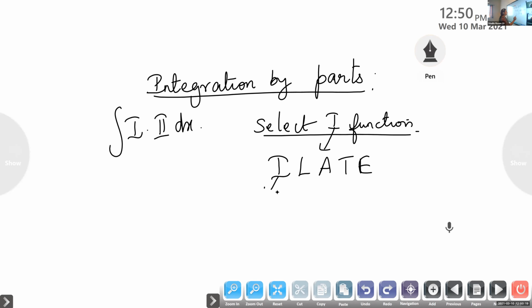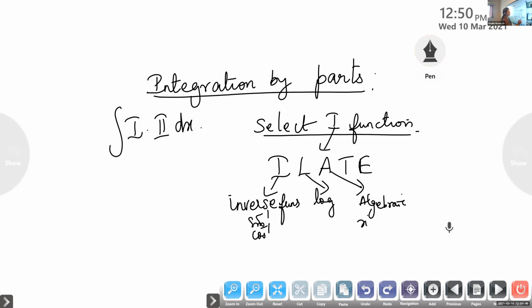I stands for inverse functions. Sine inverse, cos inverse, and the other inverse trigonometric functions are there. L stands for logarithmic functions. A stands for algebraic functions. Algebraic functions means x square plus 1, polynomials, x square, 1 by x square, all these things come under A. T stands for trigonometric functions.